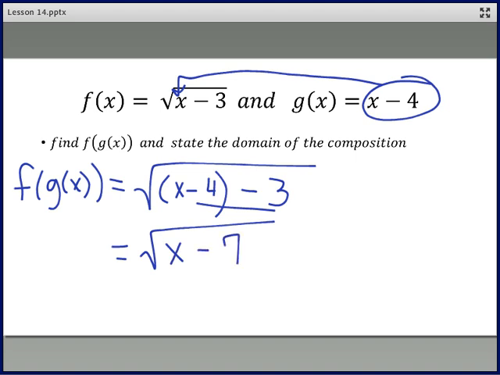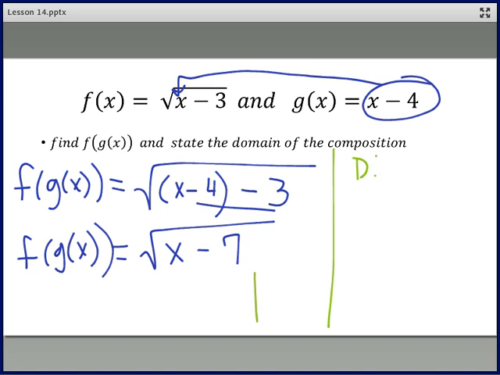Minus 3. Simplify what you can simplify. Here the parentheses aren't really necessary, but I can combine those two terms together, so that gives me the square root of x minus 7. So that is my f of g of x.